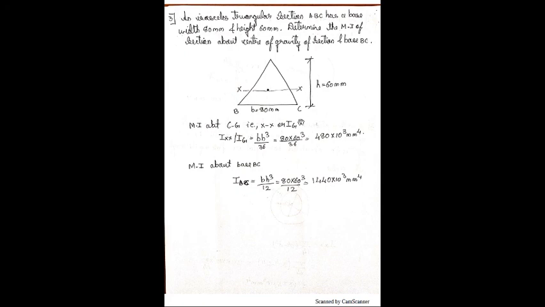Taking the x-axis through the centroid, IG is nothing but BH cube by 36, as it is a triangle and the height is taken as H. So B is 80 mm and H is 60 mm, so we got this. But remember, this moment of inertia is about the centroid. Now they have also asked about the base BC. The moment of inertia about the base is BH cube by 12, so 80 into 60 cube by 12. This is how we find the moment of inertia for simple sections.